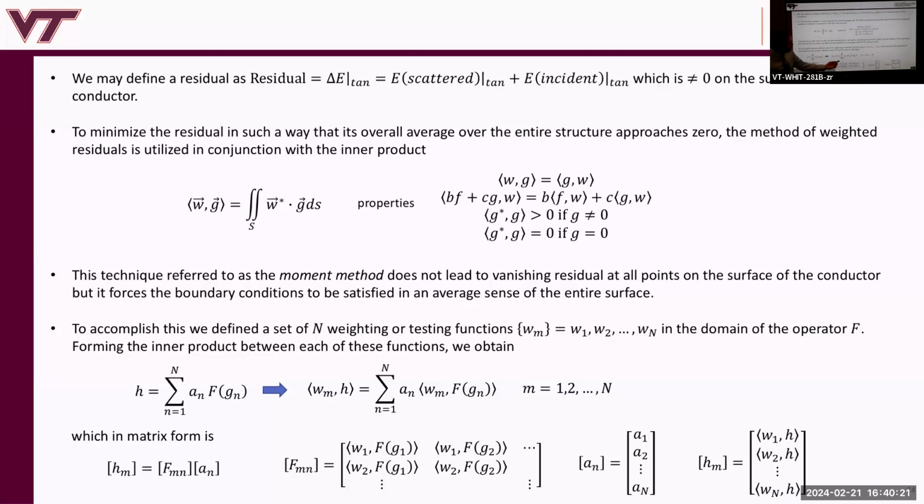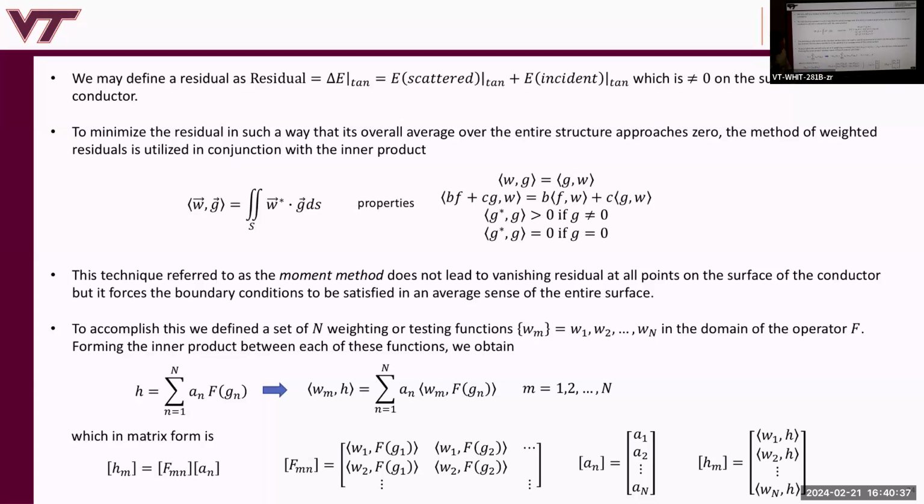Okay, what is that going to do? That's going to satisfy the boundary condition in an average sense over the entire surface, because we're weighting this residual function to zero. So we can write this in matrix form like that. We'll go over an example of this, right?